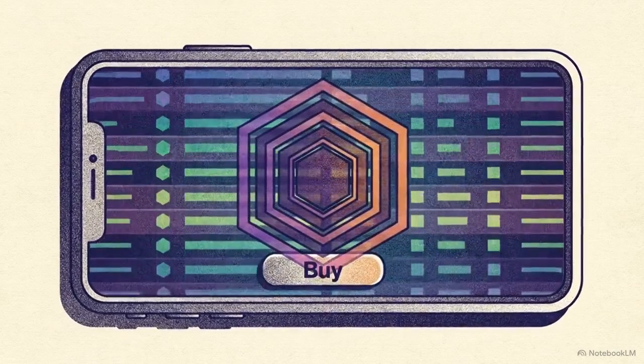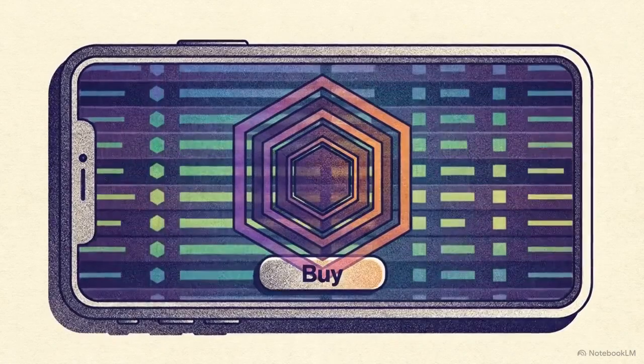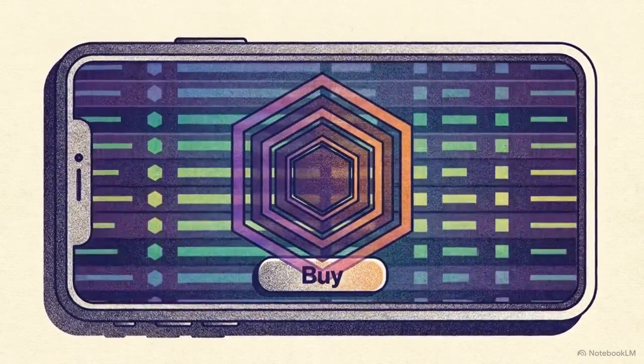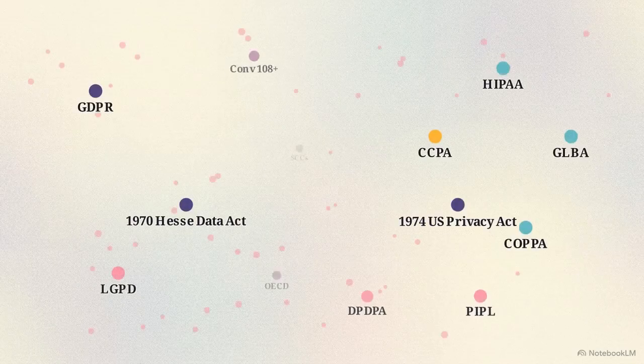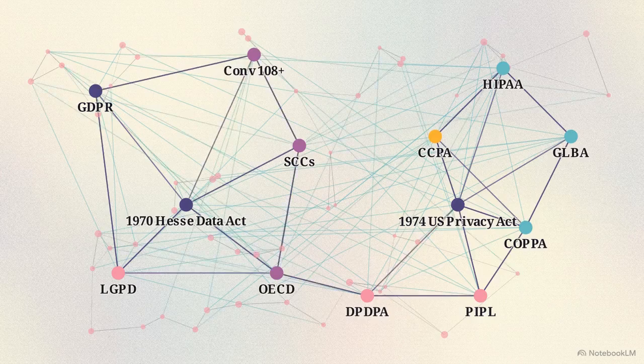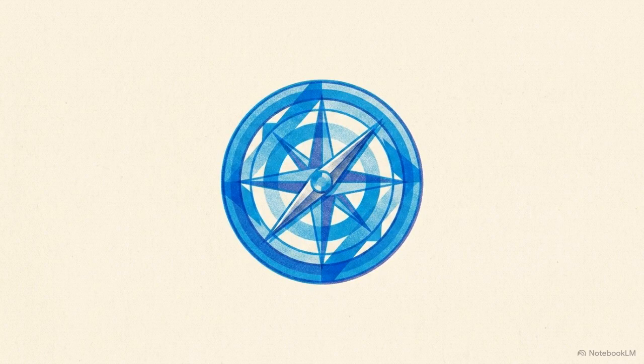Every click, swipe, and purchase generates data, a resource that now functions as a regulated global currency with strict enforceable rules of exchange. Managing this currency is difficult. Since the first data acts of the 1970s, the legal landscape has grown into a dense web of international treaties and state laws, turning daily operations into a regulatory minefield. To navigate this, you need a systematic approach.